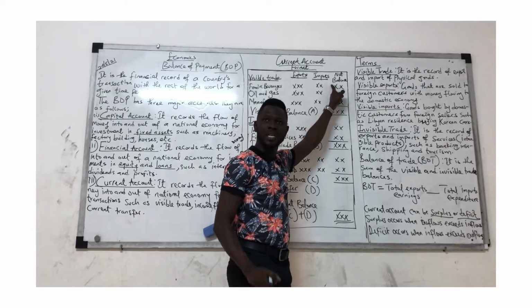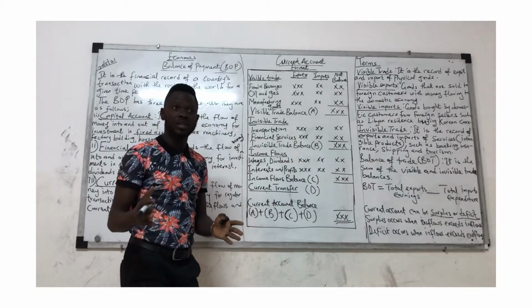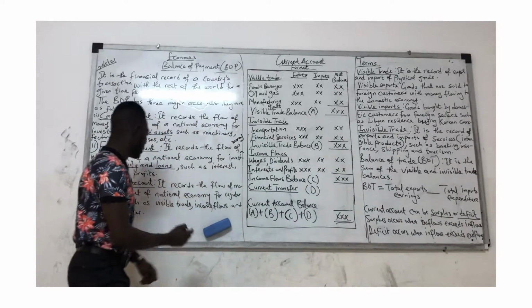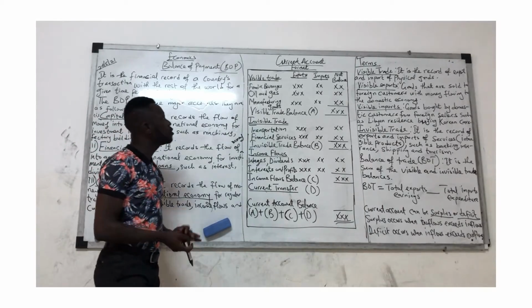Balance. Do you understand net balance here? Yeah. So now we have to record it as a country. That's why they said national economy. That means as a country. So what do we do as a country?